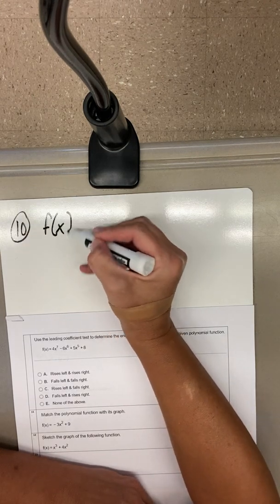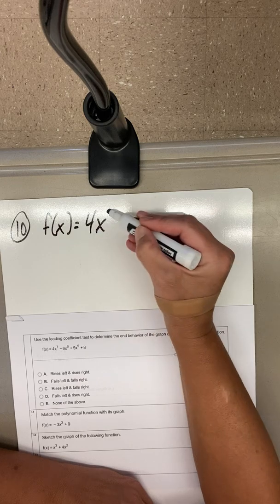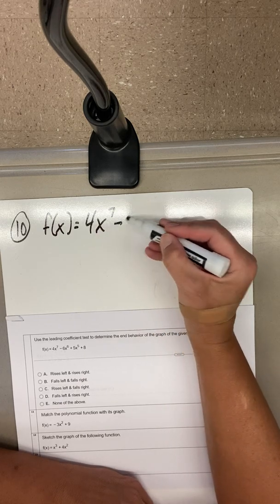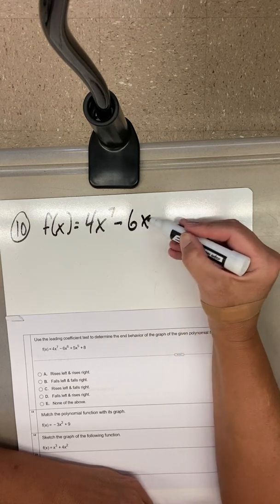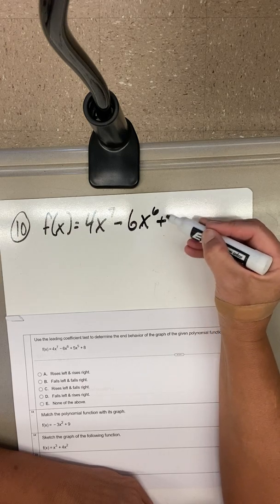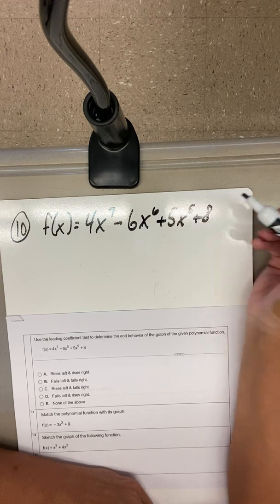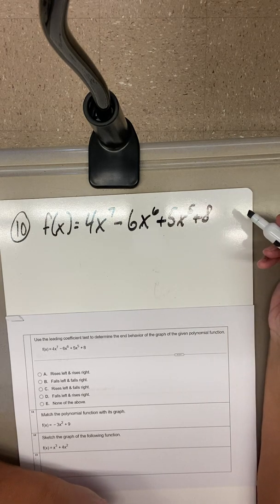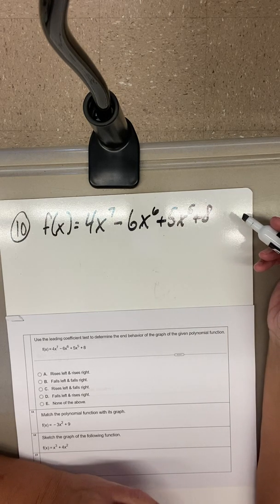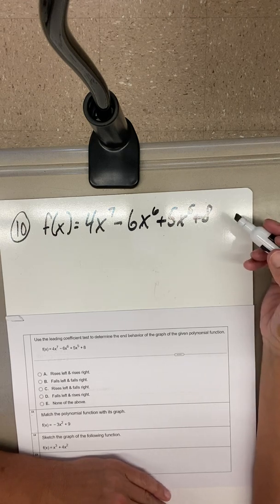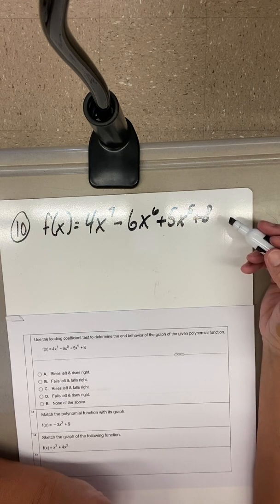It gives you the function f of x equals 4x to the 7th, minus 6x to the 6th plus 5x to the 5th plus 8. All right, it's one about what it does to the left and to the right. This is called end behavior, okay? And it wants you to use the leading coefficient test.